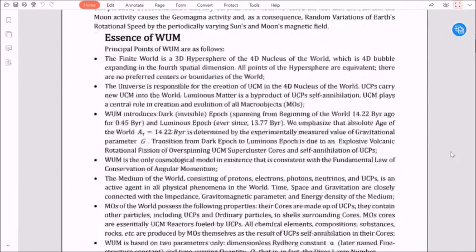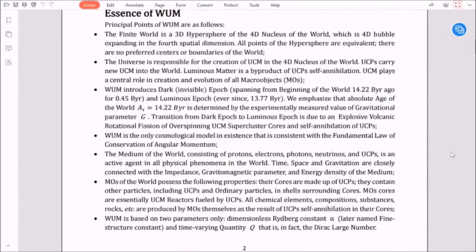Essence of the model. Principal points of the model are as follows. The finite world is a 3D hypersphere of the 4D nucleus of the world, which is a 4D bubble expanding in the fourth spatial dimension. All points of the hypersphere are equivalent. There are no preferred centers or boundaries of the world.